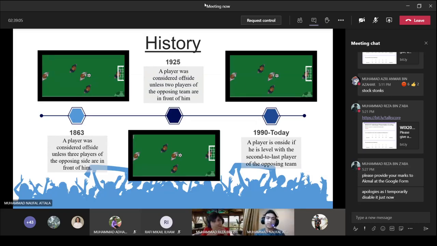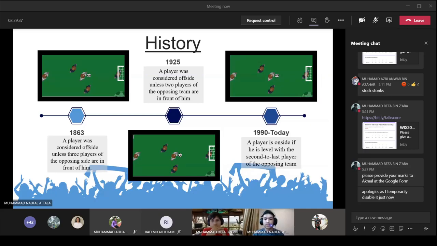Next, the offside rule in 1925. The offside rule was changed in 1925, and it was a little bit different from the earlier offside rule. A player was considered offside unless two players of the opposing team are in front of him, including the goalkeeper. So in the above diagram, the player with the ball is not considered offside because two players are in front of him.